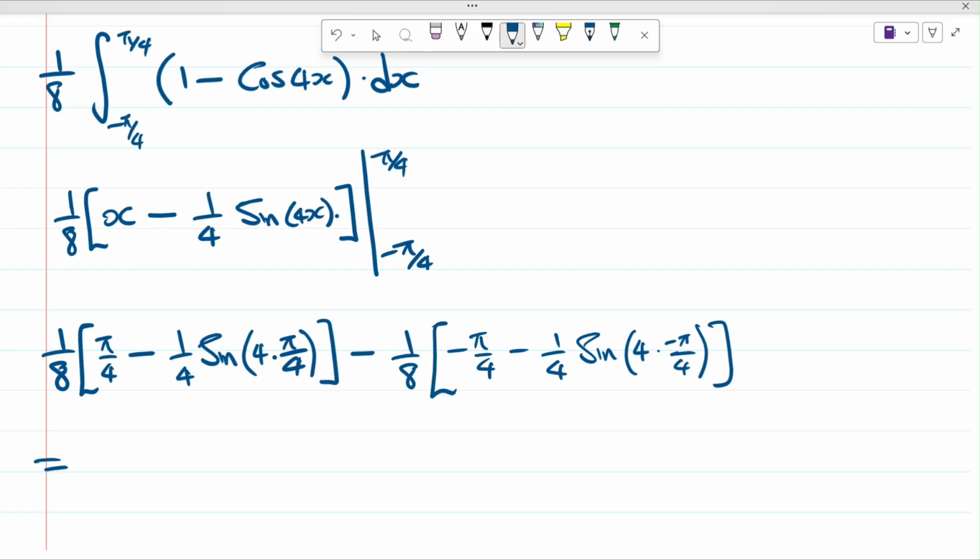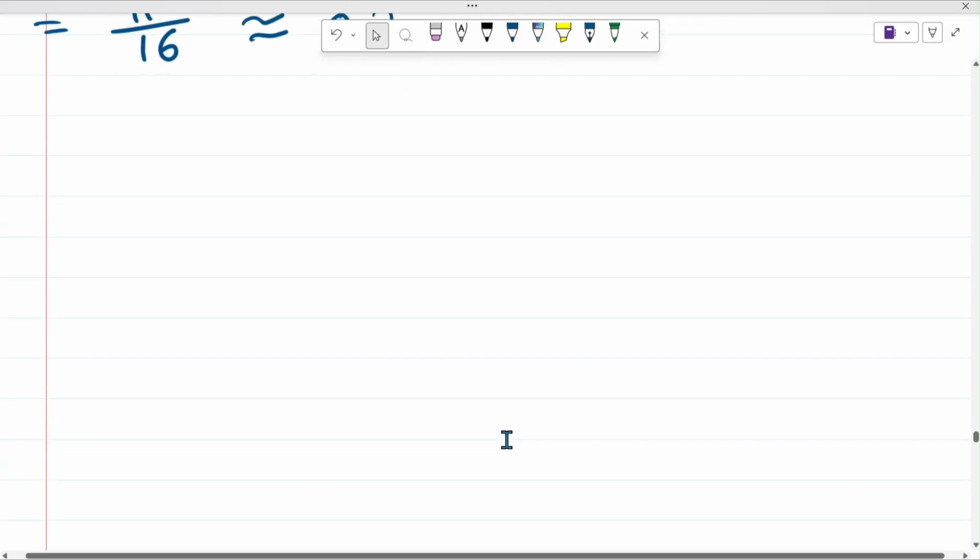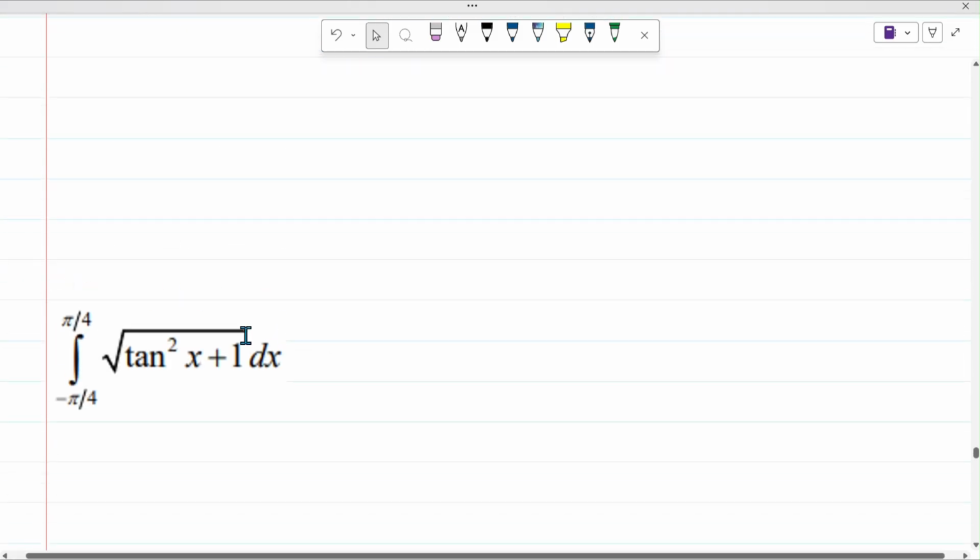So I'm getting pi over 16. This is what you should have gotten as well, which is approximately 0.2, provided that you didn't make a mistake. Now let's continue and solve the following question.